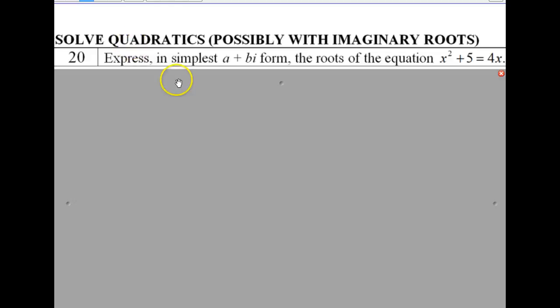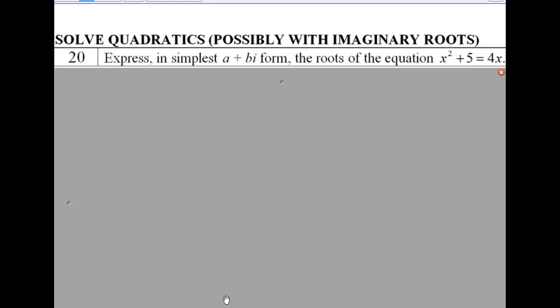Next question says, express in a plus bi form the roots of this equation, which is a fancy way to say, solve it. It's also giving us a hint. It's telling us that the roots are probably going to be imaginary. Of course, you can express real numbers in a plus bi form. You just don't have a b part. But it would be very rare for them to ask the question this way and not have i in the answer. So expect there to be an i in the answer.